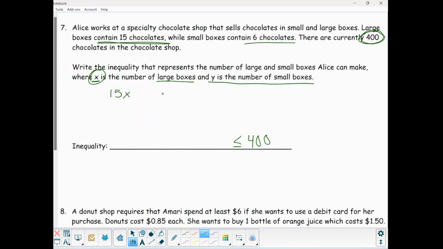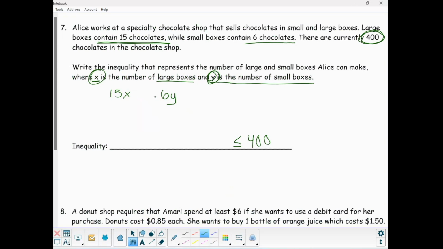Now, no matter what, I know each box is going to have 6. If I make one box, it'll be 6 times 1, 6. If I make 2 boxes, 6 times 2, 12. If I make 3 boxes, and so forth. I have no idea how many boxes, but I know Y represents the number of boxes.